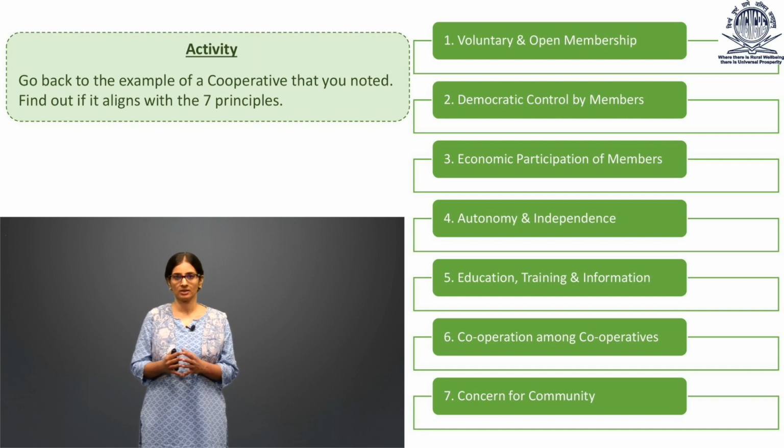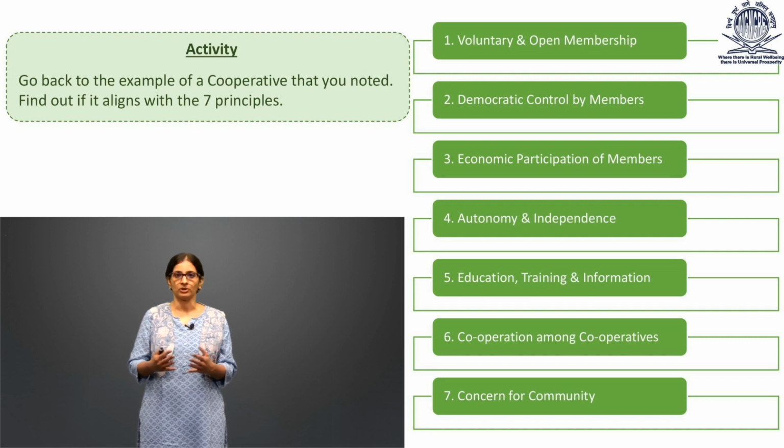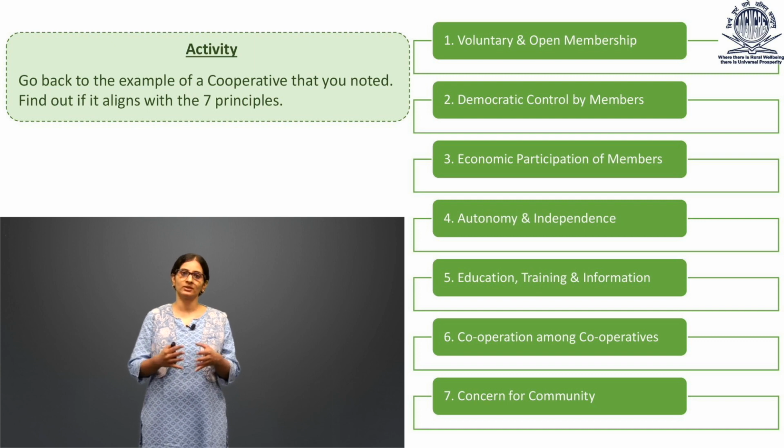Sixth, cooperation among cooperatives, which is to support and promote other cooperatives and be there for each other. Seventh is concern for community. That is, the main aim or purpose is the development and growth of the community, the members of the community who are actually part of the cooperative, and also strengthen ties between them. So use the example that you have given at the beginning and try to see if that particular example of a cooperative has any of these seven principles.